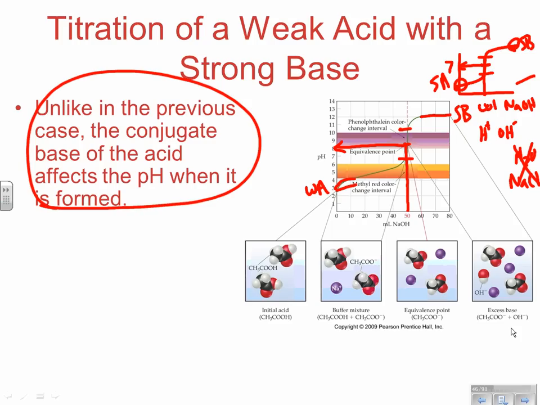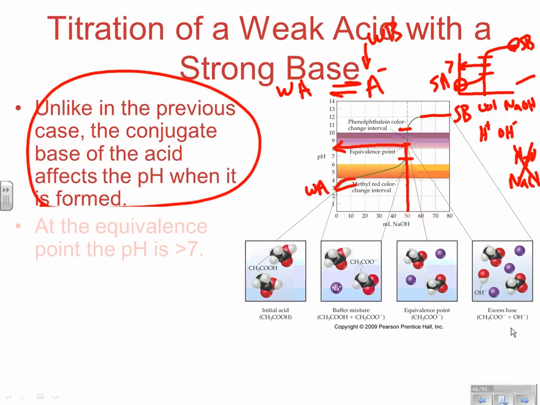looking at today. So in this particular case, when we have some weak acid, it's going to dissociate into a conjugate that is not negligible. This thing is going to be a weak base. And that ends up affecting the whole pH issue. So unlike before, the conjugate of our acid here is going to have an effect on the pH when it gets formed. That's something that is different from before. Before we never worried about what the conjugates were because they were negligible conjugates because they were coming from strongs.